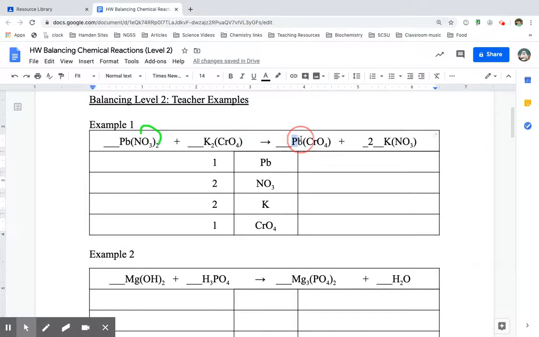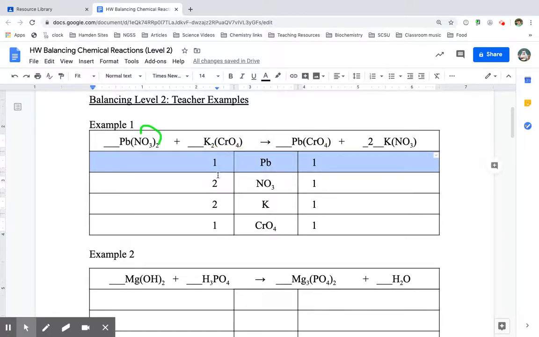On the right-hand side, there's 1 Pb. CrO4, there's just one of those, 1 K, and NO3, no number outside of that, so there's just one of those. So you can see that instead of counting like 2 times 3 is 6 oxygens plus 4, instead of having numbers like 10, ones and twos, much, much nicer. So let's take a look.